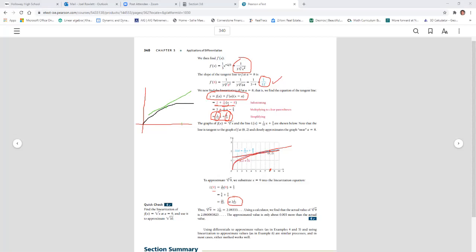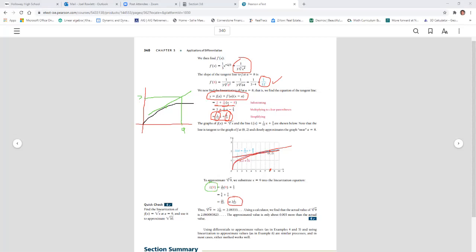If we plug 9 in, we can figure out this height. We can plug that straight into the linearization function. In other words, we can figure out how high this thing goes by plugging it in. And that's exactly what they did in this problem. They plugged 9 straight into L.